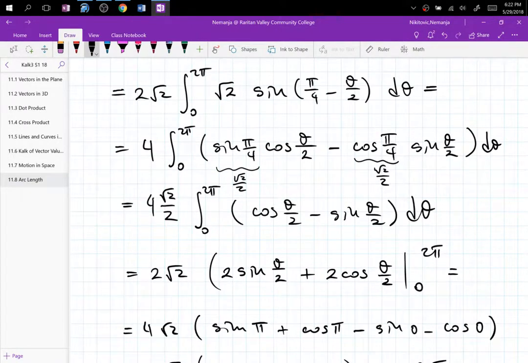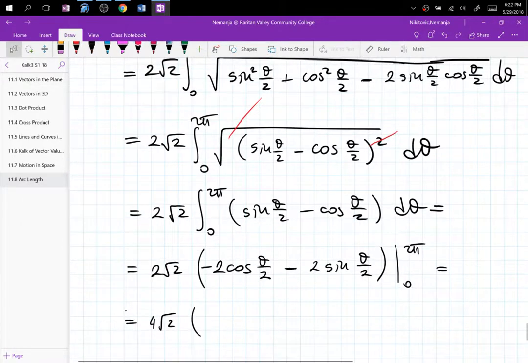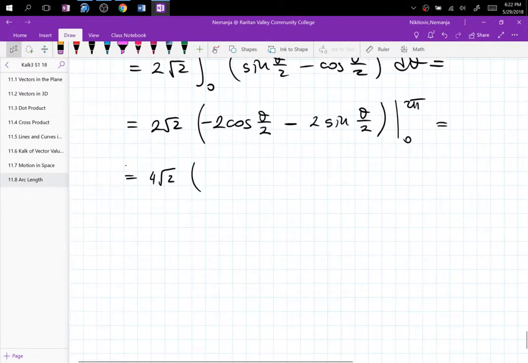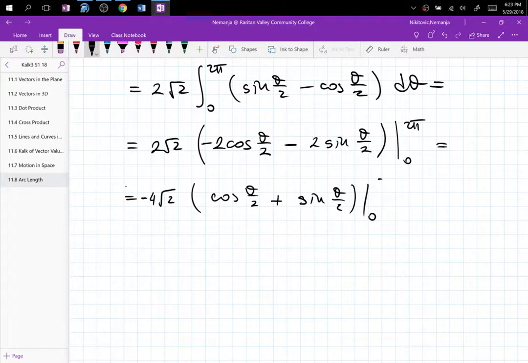Integral of cosine is positive sine. Oh wait, is this sine minus cosine here? Yeah, see, this is sine minus cosine, and over here I have a cosine minus sine. So, okay, whatever. We are going to kick out negative 2 now, and that's a negative right there. And I have to compute cosine theta over 2 plus sine theta over 2 from 0 to 2 pi. There we go.